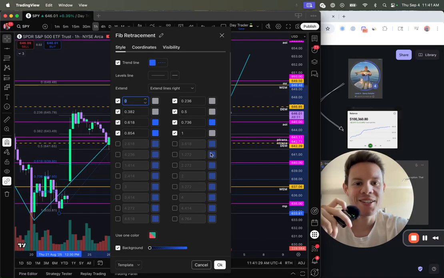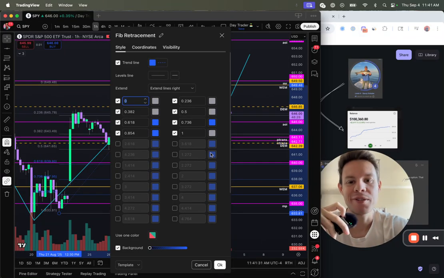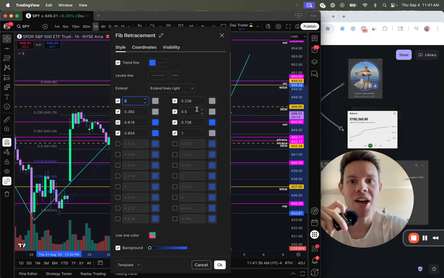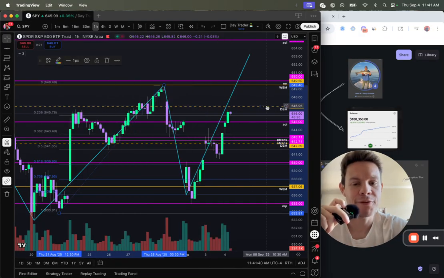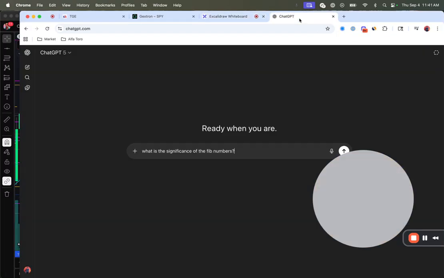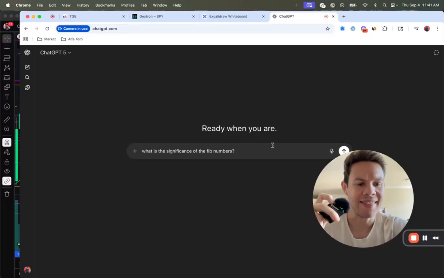You get into this because this is where institutions buy and they're not going to let it go down and all this stuff. That was the thought process, but I've come to find out that this is just a bunch of fugazi. It actually has no meaning. I'm going to look up on ChatGPT the significance of these numbers. I think it's based off of like nature.